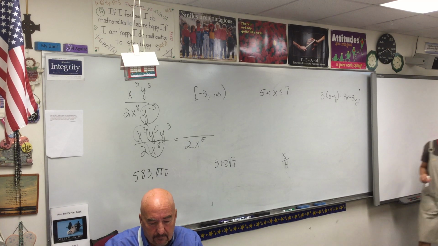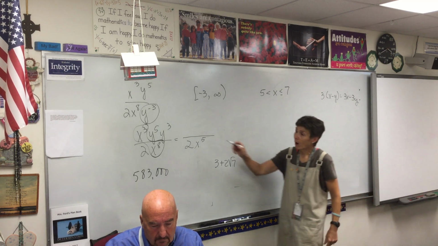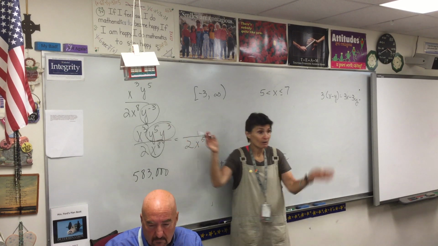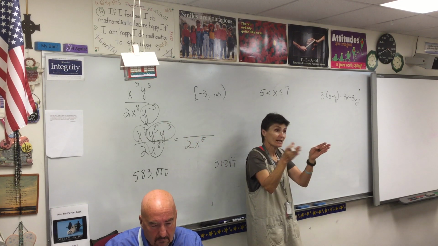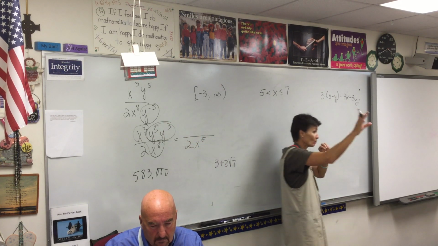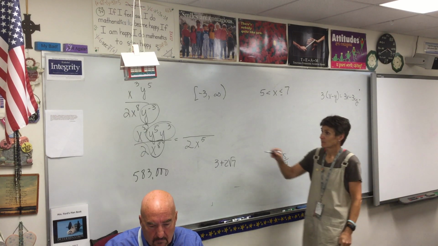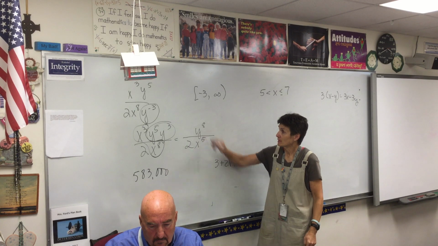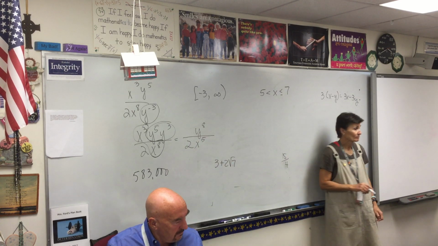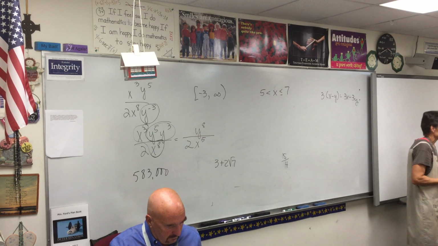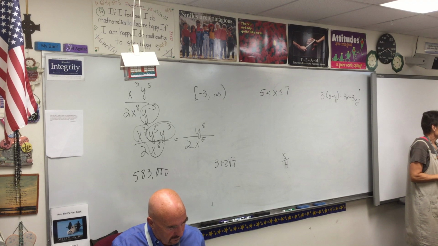Now what about the y's? The y's are not on top of each other. They're right next to each other. So I got 5 y's and 3 y's, which means altogether I have 8 y's on the top, right? And there's our answer. Good?